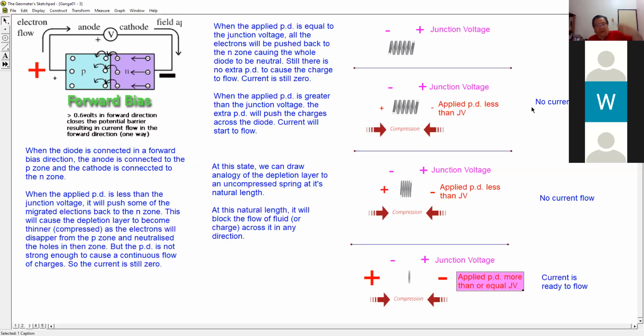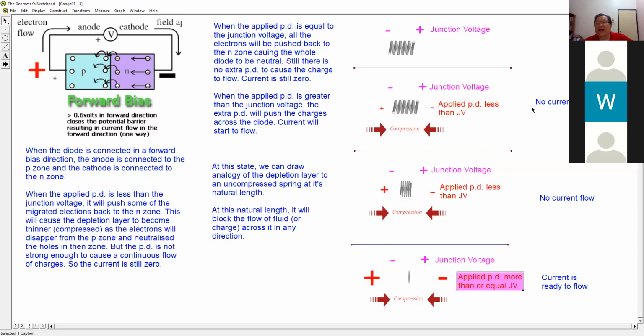As you increase the voltage, the positive side here, the negative side there, more voltage will try to push the electrons back, and you are actually compressing the depletion layer thinner and thinner. So when the external voltage is equal to the junction voltage, then yeah, you have overcome the junction voltage already. Anything more than that will allow the current to flow through.